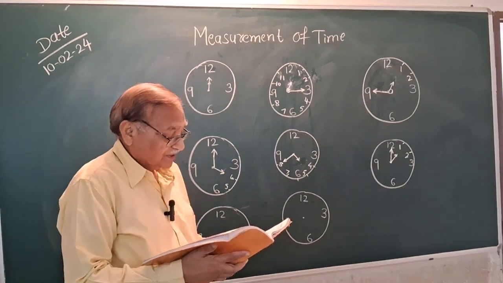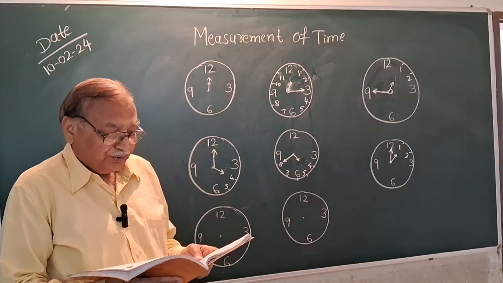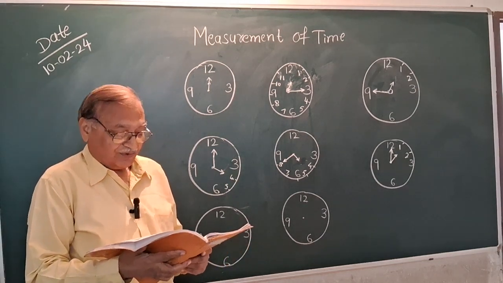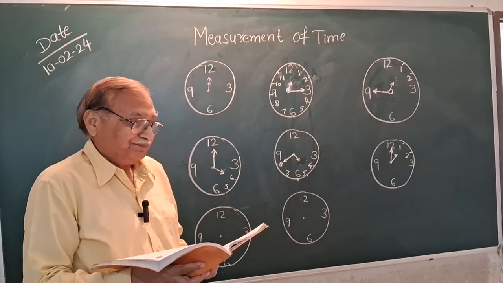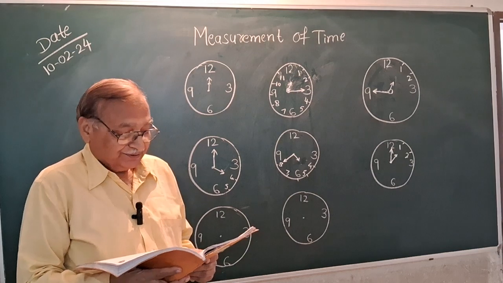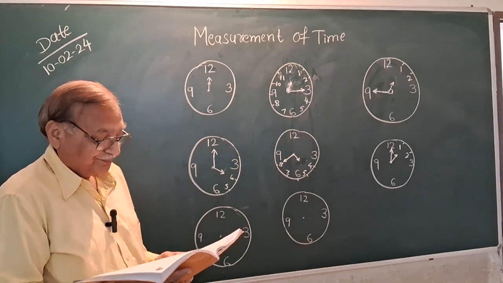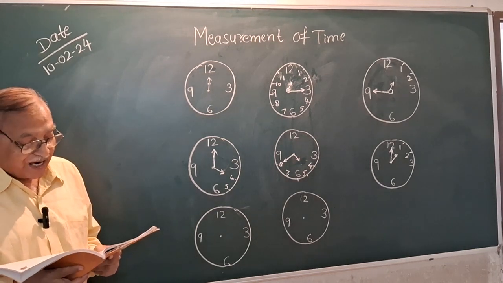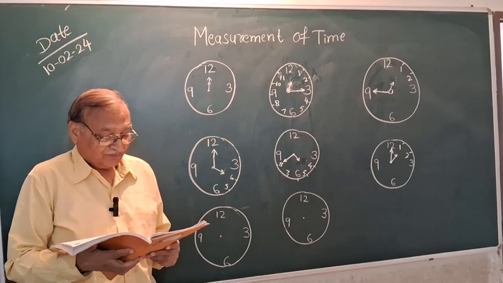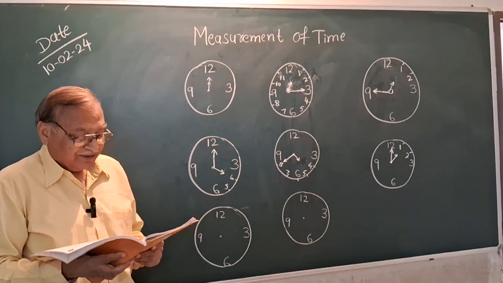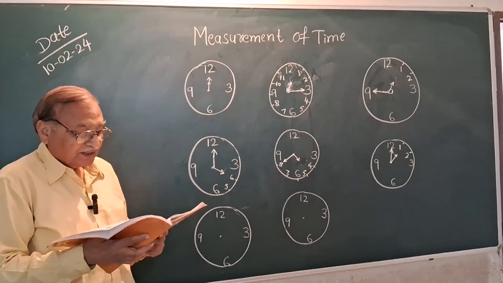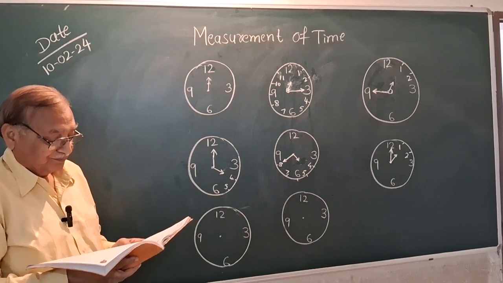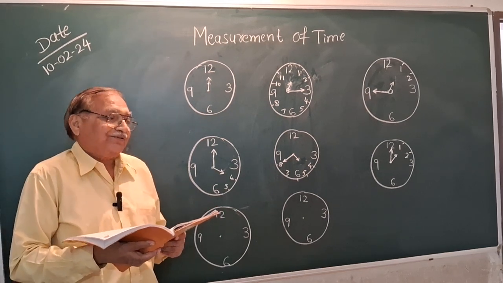Nandu: When the minute hand reaches 2, it will be 10 minutes past 12. And when it reaches 3, it will be 15 minutes past 12. Then we will see that the hour hand has also moved forward a little bit.